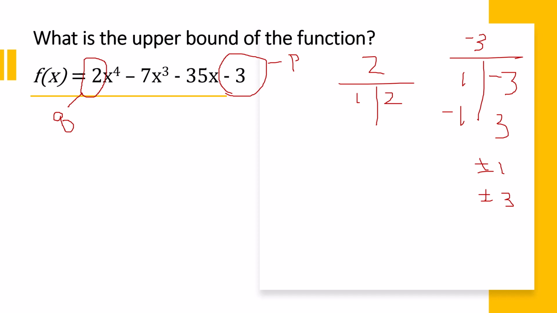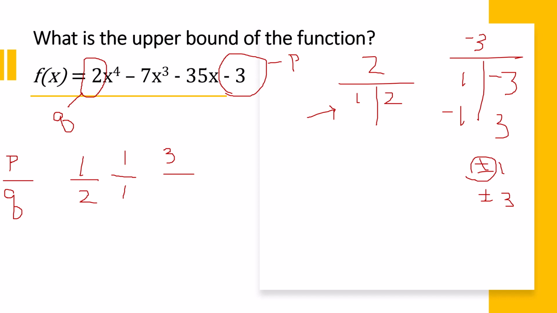All right, so we're going to put our p's over our q's. All the factors of that constant are 1 and 3. And if you remember my hint, what I do to speed things up is I just look at the positive terms, and at the end I put the positive and negative symbol. All right, we're going to pair those up with all the factors of the q's. So 1 over 1 and 1 over 2.